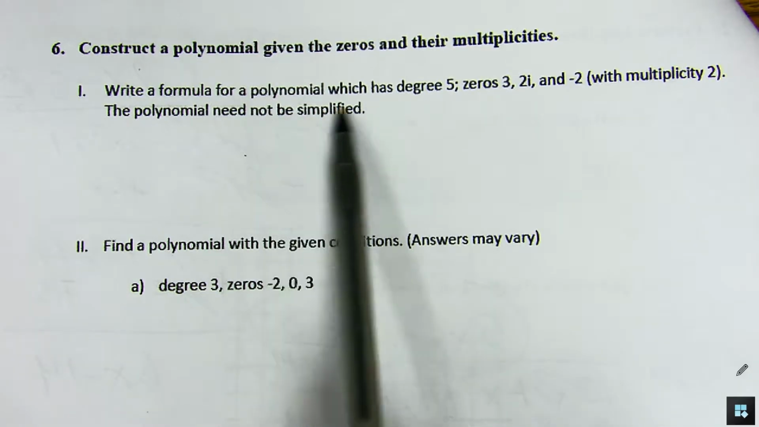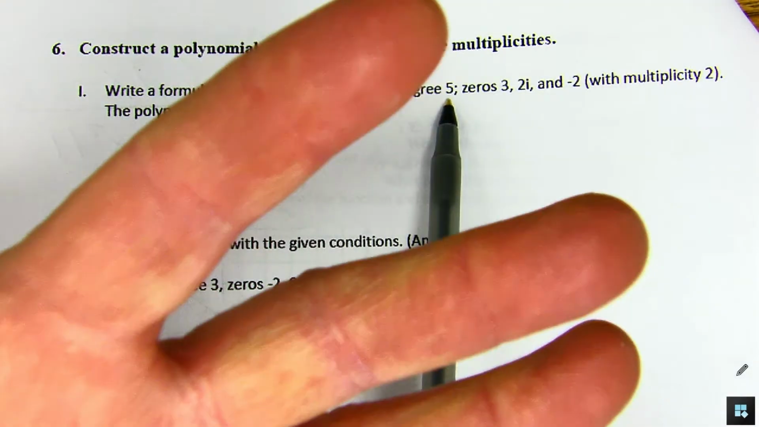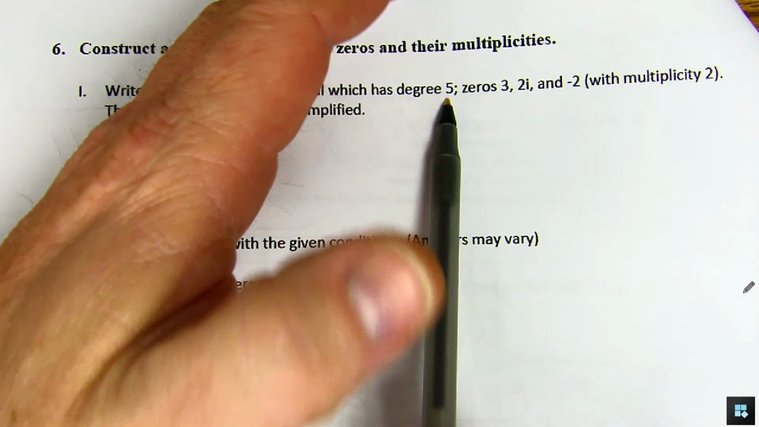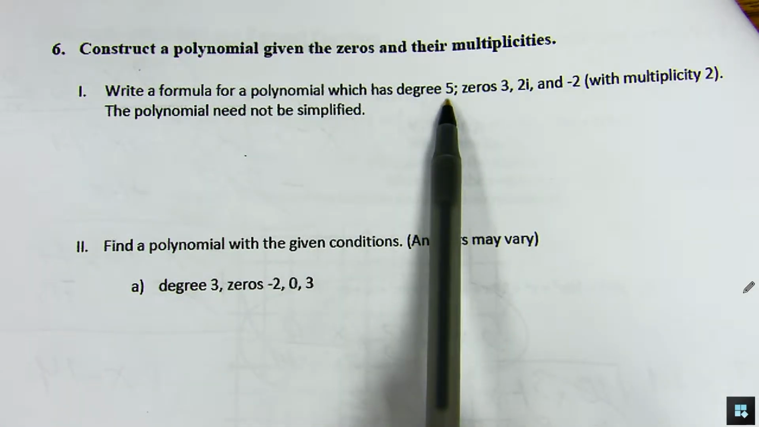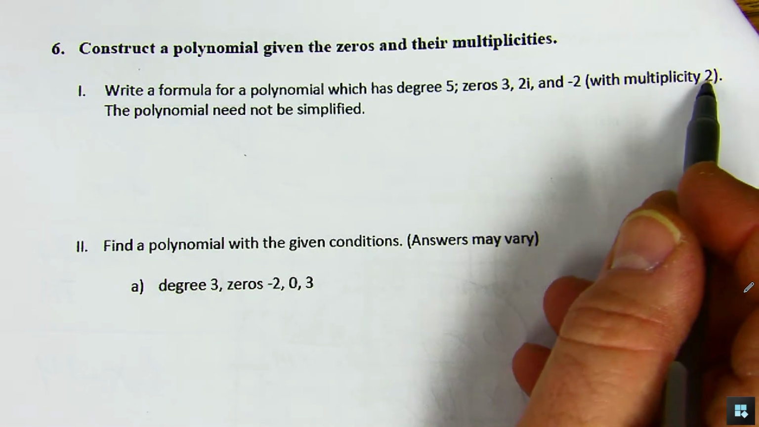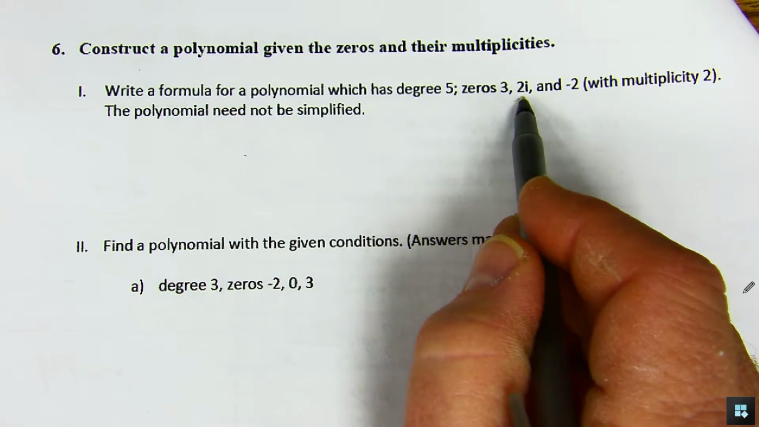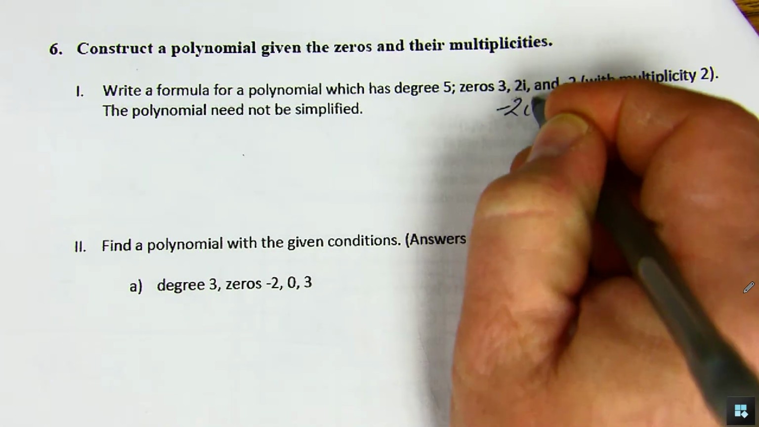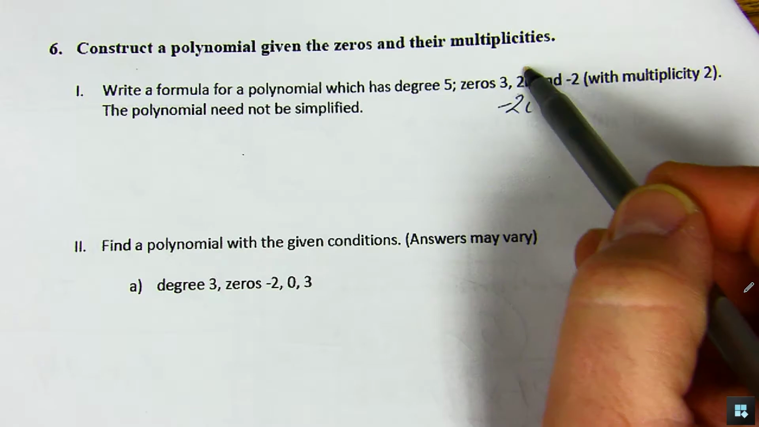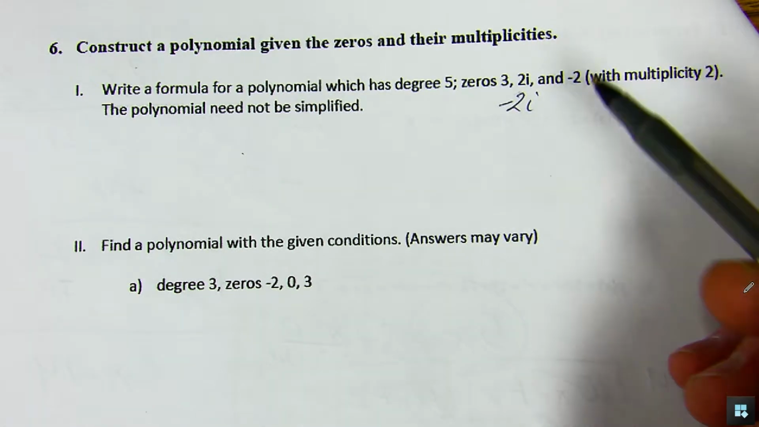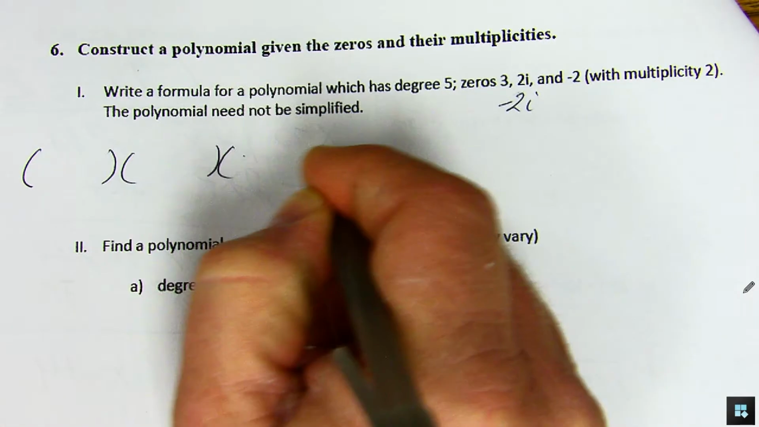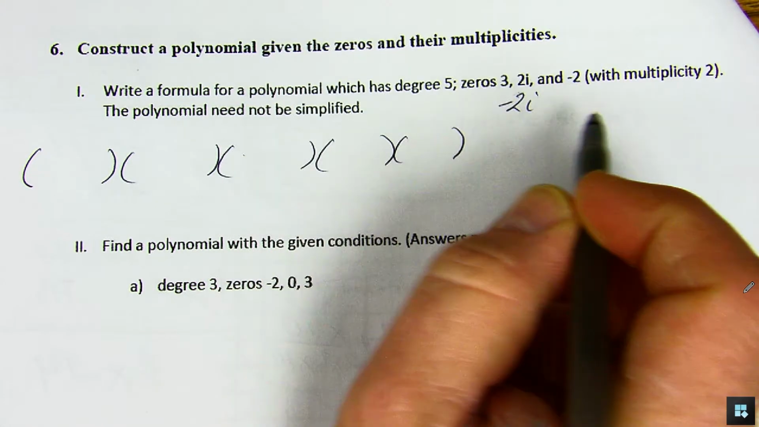It has a degree of 5, so I know I'm looking for 5 zeros. Count them: 1, 2, 3, 4, 5. I have a zero at 3, 2i, and negative 2 with a multiplicity of 2. Once you see the i, you should say, wait a minute, if there's 1, there's got to be 2, because of that quadratic formula with the plus and the minus. If there's 1 i, there's got to be 2. If there's 1 square root, there's got to be 2. So I have 5 zeros, 5 factors.